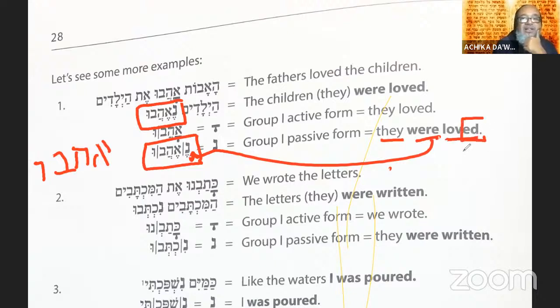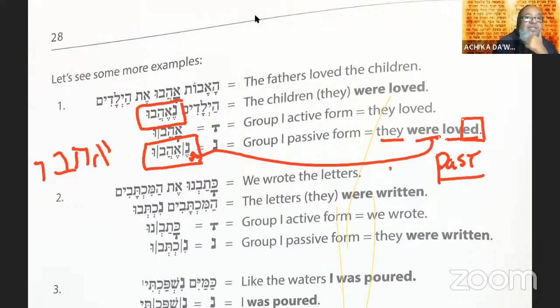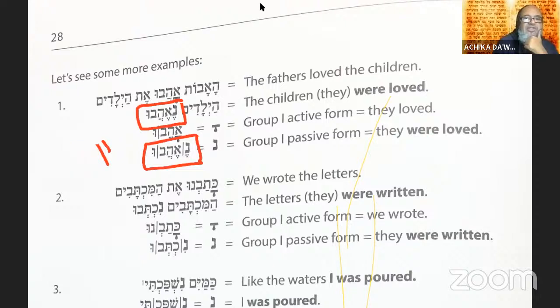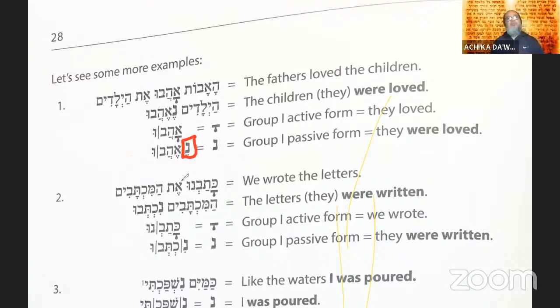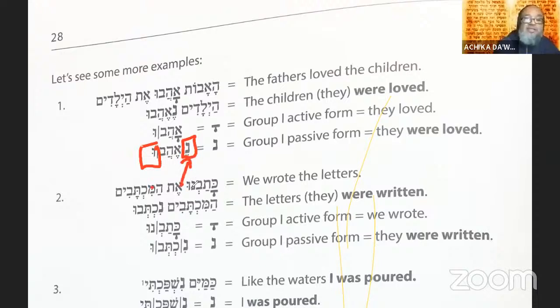Why is it "loved"? Past tense. It's in the past tense. But what do we see, Akika? We see that there's a letter on the front of it. I thought you told us that if you add a letter to the front of a verb, like an aleph or a yod or any other letter, that would make it into the future tense. Well, if you have something added onto the end and you know that this is a passive form, then you would automatically know that, especially in this context here, it tells you that this is a passive form.